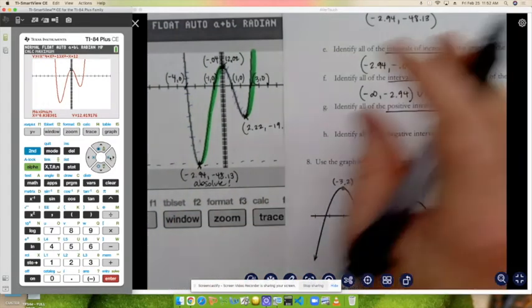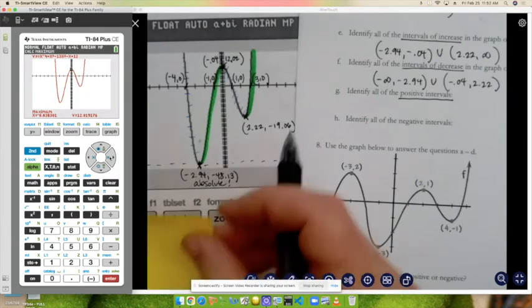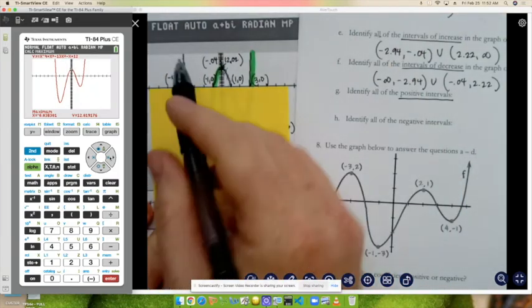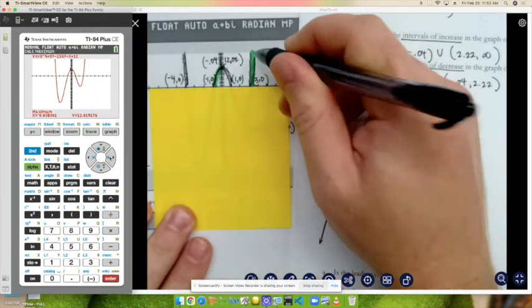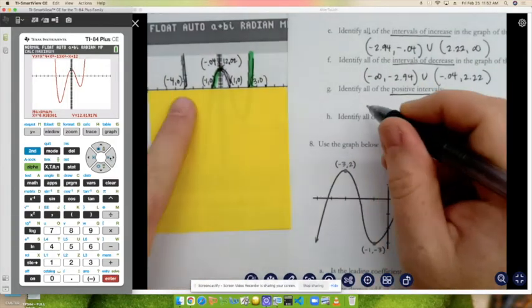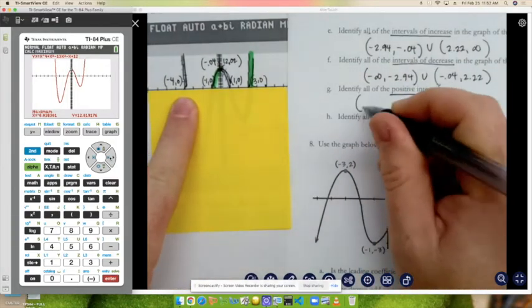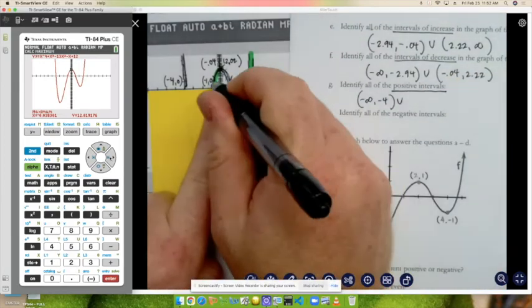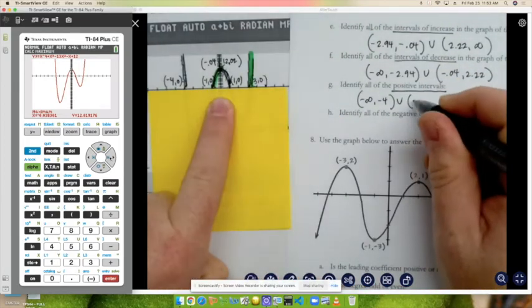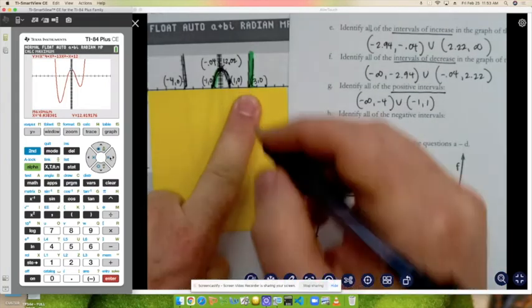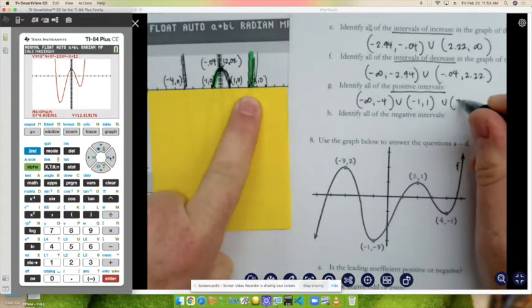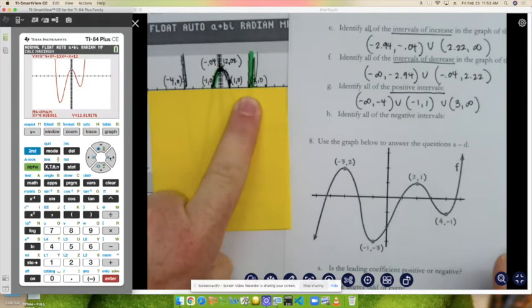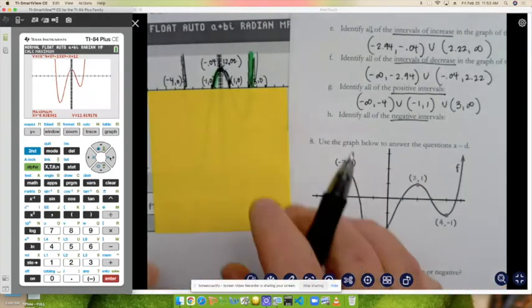Positive intervals. That is, where is the graph positive? So I'm just going to grab this sticky note and cover up the negative part, and let's look at the three places where the graph is positive. You have one chunk of positiveness everywhere between negative infinity and negative 4. Then you have this little peaky bit in the middle that goes from negative 1 to 1. And then anything beyond 3, so from 3 to infinity, that's increasing.